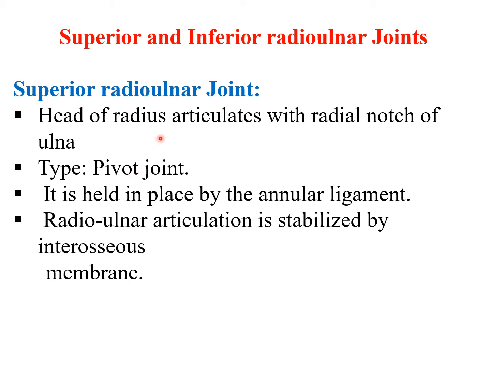So, the connection between the head of the radius and the radial notch of the ulna is a synovial joint of pivot variety. The head of the radius is held in the radial notch of the ulna with the help of a ligament known as the annular ligament. And the radioulnar articulation is stabilized by the interosseous membrane, which we have also named the intermediate radioulnar joint.